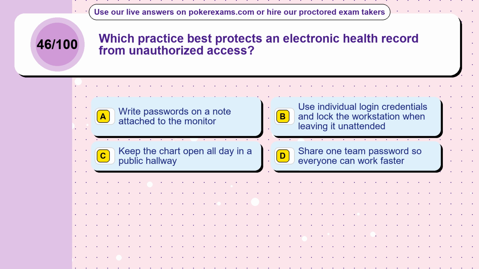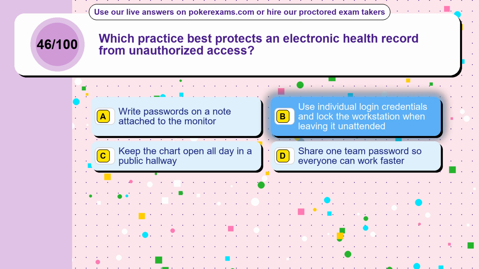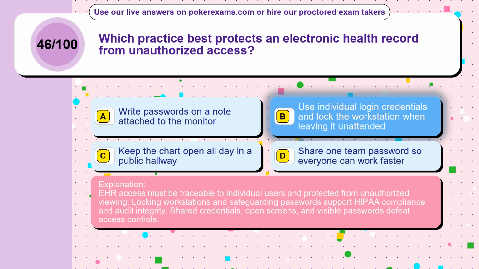Option D. Share one team password so everyone can work faster. The correct answer is option B. Use individual login credentials and lock the workstation when leaving it unattended. Access must be traceable to individual users and protected from unauthorized viewing. Locking workstations and safeguarding passwords support HIPAA compliance and audit integrity. Shared credentials, open screens, and visible passwords defeat access controls.